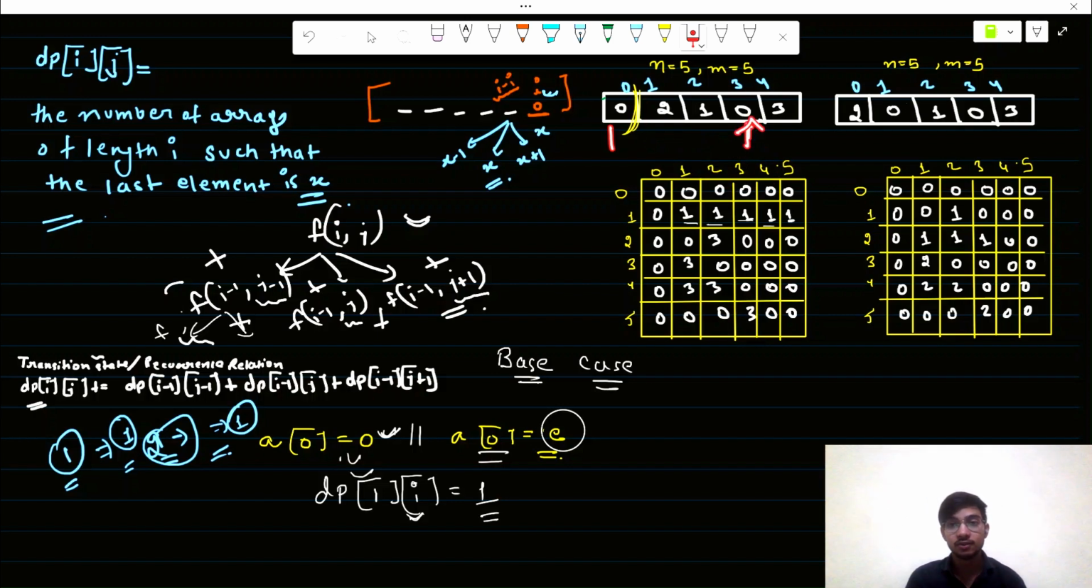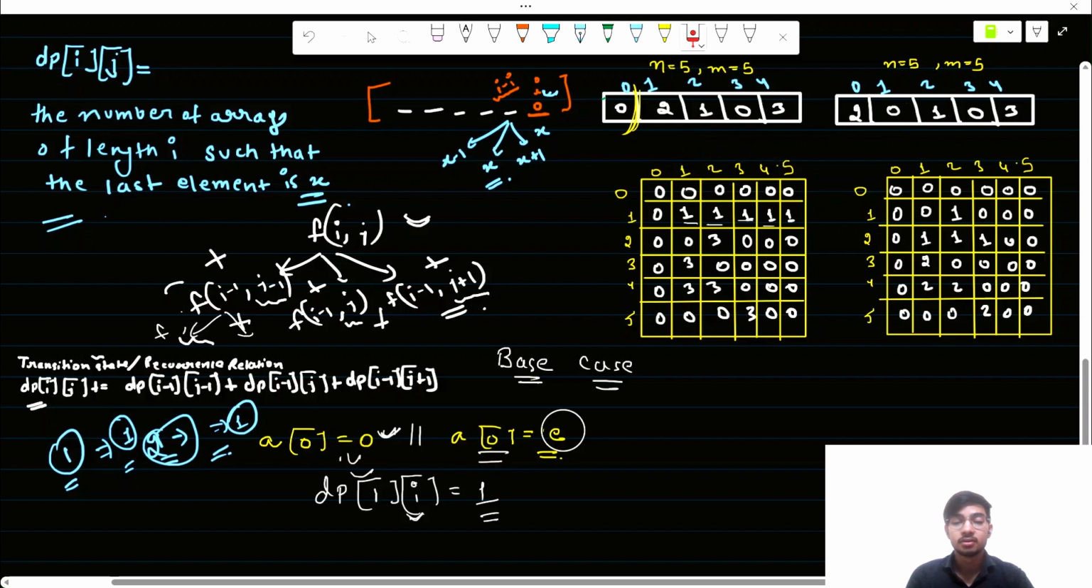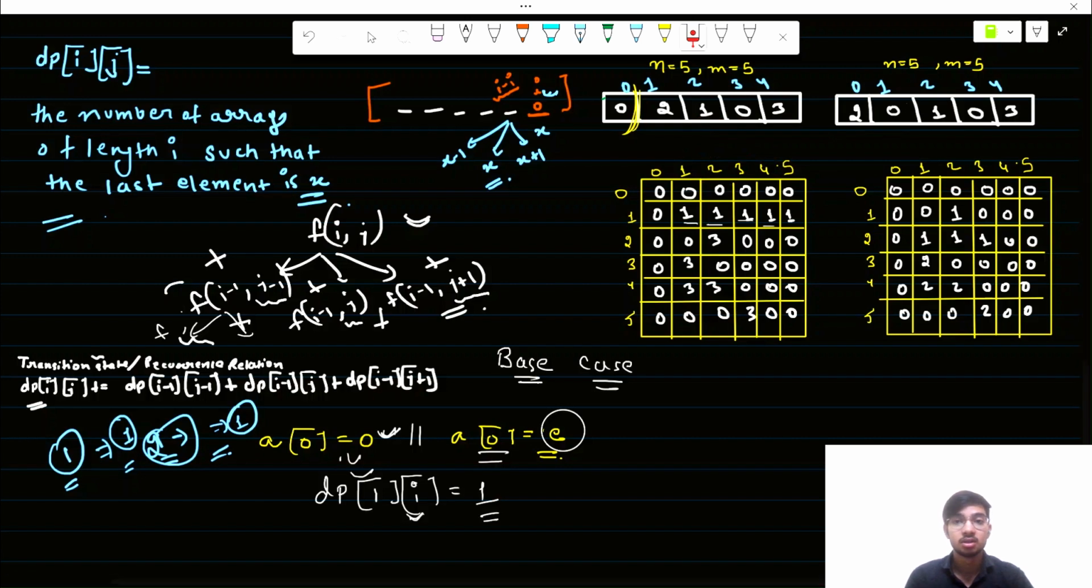Now if it is 0, you have to fill for 1, you have to fill for 2, 3, 4, and 5, right? You have to make choices if it is 0. If it is the element, you have to fill only for that element, because for 2, 3, 4 there is already an element present, so you cannot make choices. So this is the transition that you can make.